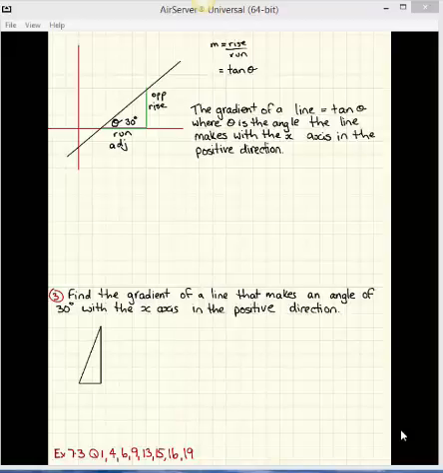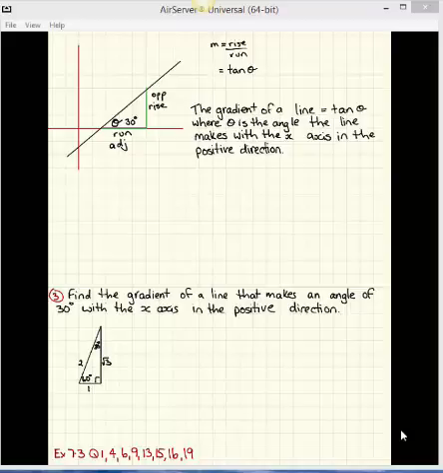So we're talking 30 degrees, which means that the angle at the bottom here is 60 because there's our right angle. If that's our right angle, this side here is 2. The side opposite 30 degrees is 1, and the opposite of 60 is root 3.